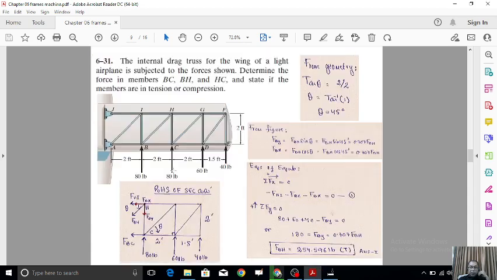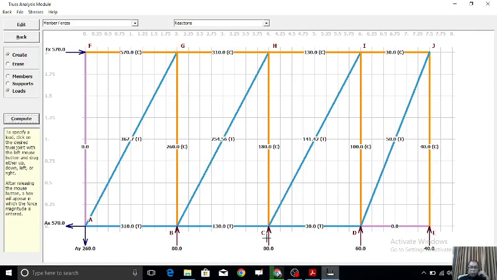And then what is it asking further? BH is the diagonal, and it is 254.59 pounds tensile. So you can see BH is 254.56 pounds tensile. So that is how you calculate. And then again, it will also give you the reaction values.